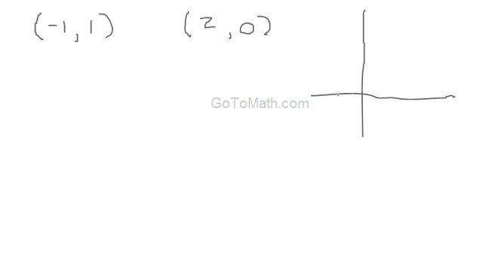So we'll say that this, okay, so -1 and then up 1, so we'll say that's right there, and then 2, of course this is a big guess, 2, 0 is about right here, and so we want to find the distance between these 2 points. Okay, the distance, we want to find the distance between these 2 points.